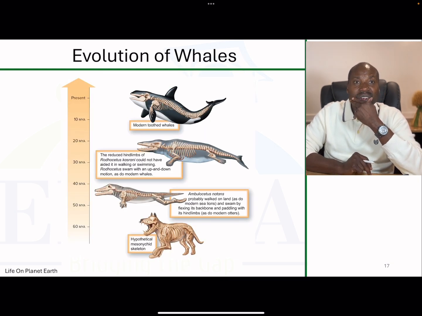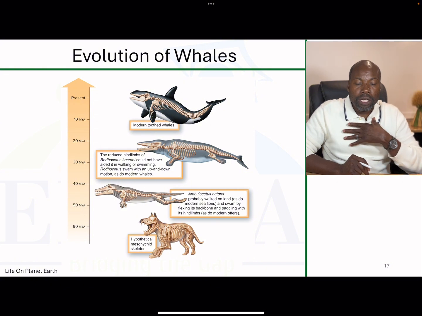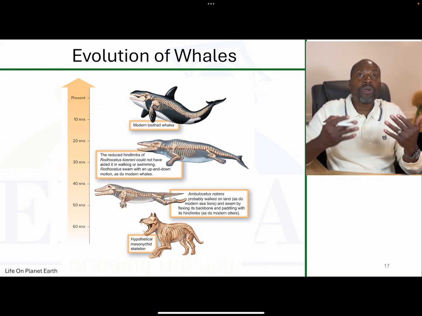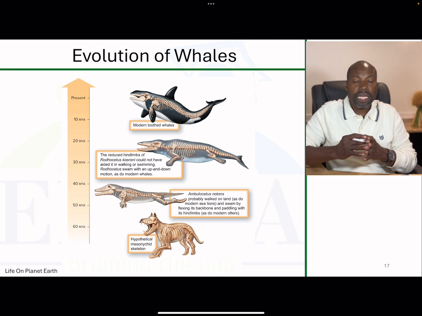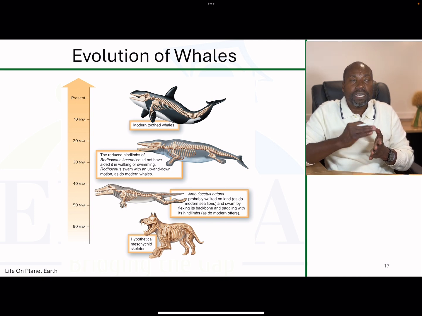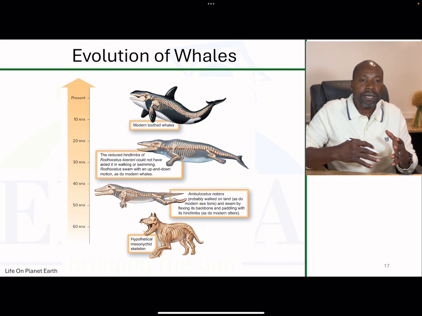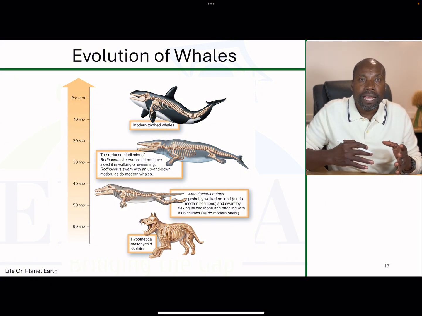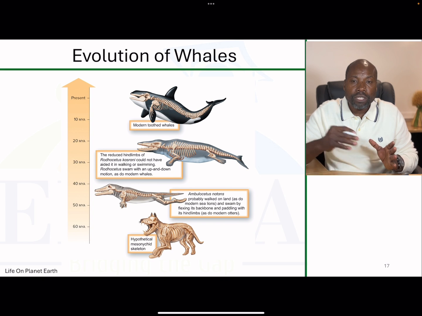All right, so here, in terms of evolution, we have what we call reverse evolution. Now, we know that historically, when we trace the history of life, life started in an aquatic environment, eventually moved from the aquatic environment to dry land, right?